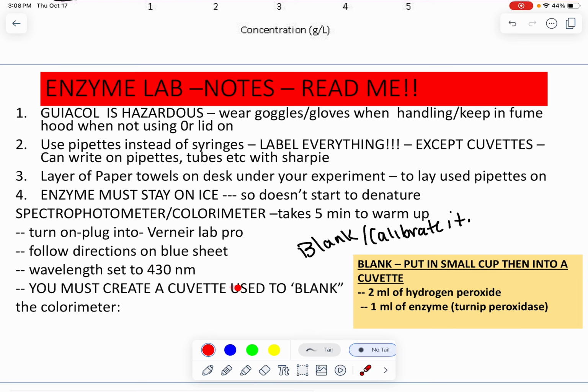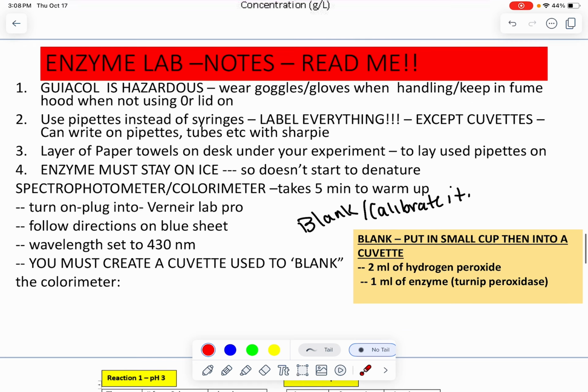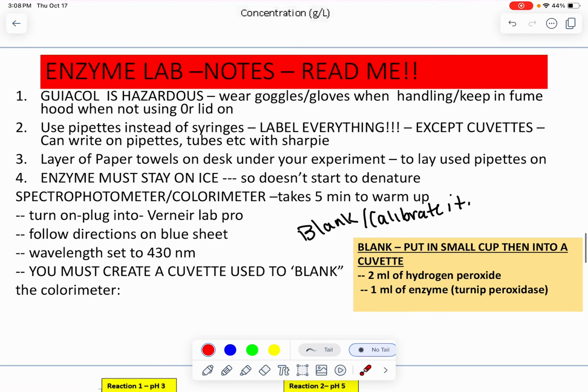But you must create a blank first. What I'm going to have you all do is find the base liquid, the absorbance of just the liquid that we're using. That's just enzyme and hydrogen peroxide. The enzyme is a little bit of a cloudy mixture, because I'm just going to put a turnip in a blender and give you some juice. That's going to be your enzyme. So without the reaction even turning brown yet, we need to know what our baseline is. That's what we are going to use to blank our spectrophotometer before we even start.